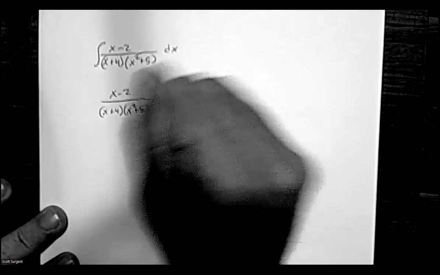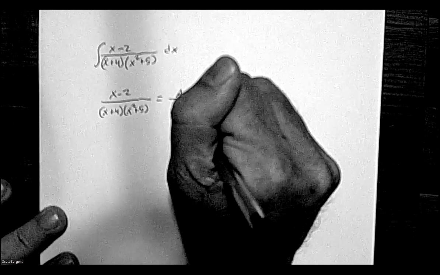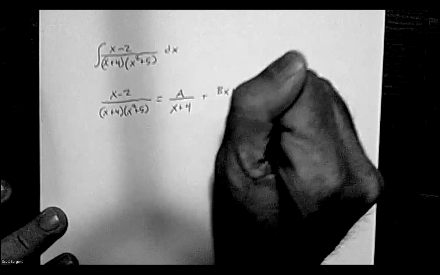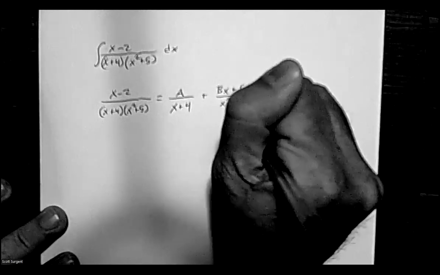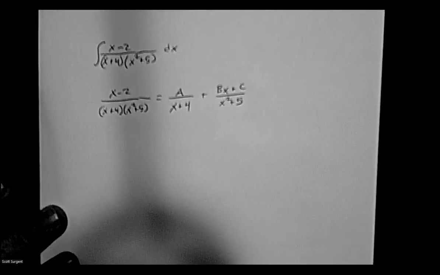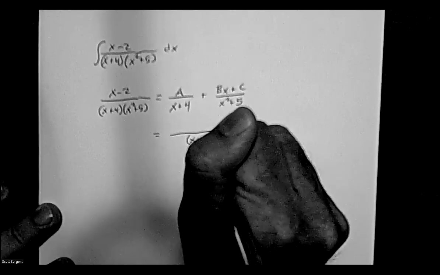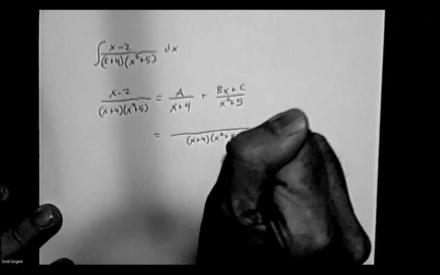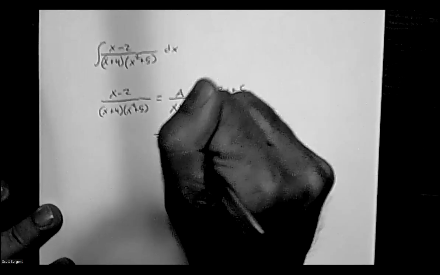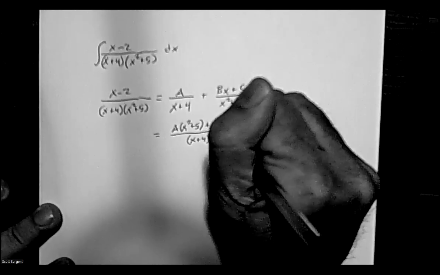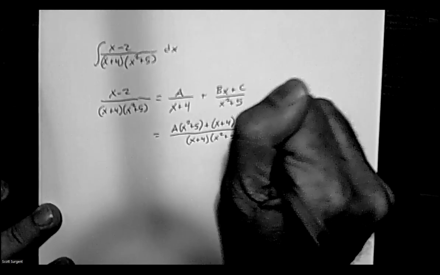The linear factor gets just a constant in the numerator. This is an irreducible quadratic. It gets a linear numerator, just like that. Bring them back together into a common denominator. So the a is going to get multiplied by the x squared plus 5, and the x plus 4 is going to get multiplied by the bx plus c.